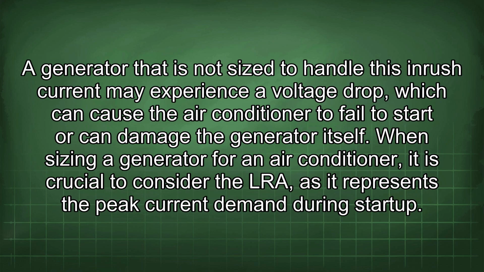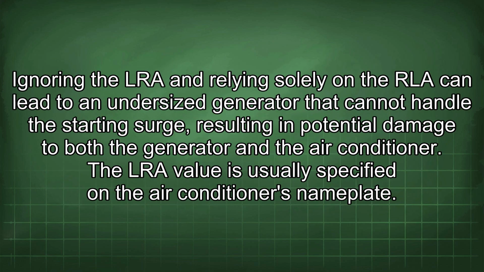A generator that is not sized to handle this inrush current may experience a voltage drop, which can cause the air conditioner to fail to start or can damage the generator itself. When sizing a generator for an air conditioner, it is crucial to consider the LRA, as it represents the peak current demand during startup. Ignoring the LRA and relying solely on the RLA can lead to an undersized generator that cannot handle the starting surge, resulting in potential damage to both the generator and the air conditioner.